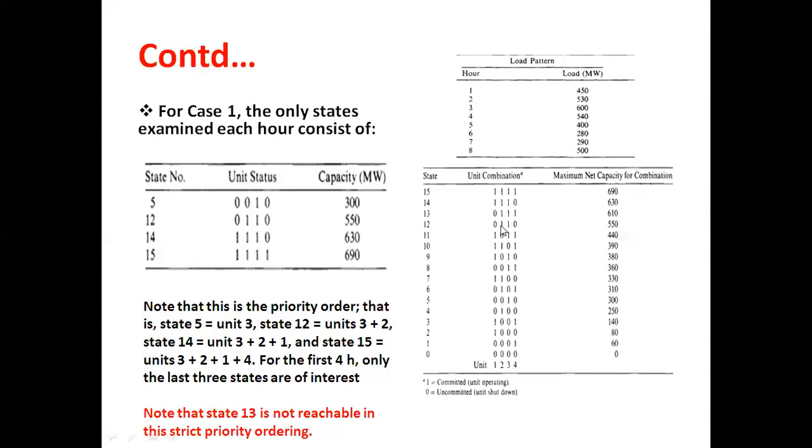So depending upon the full load average cost, after 3 and 2, we have to commit unit 1. That's why you have to go from state 12 to state 14, where units 2, 3 and 1 are on, followed by state 15, where units 1, 2, 3, 4 are on. So that is why state 13 cannot be reached in strict priority order.